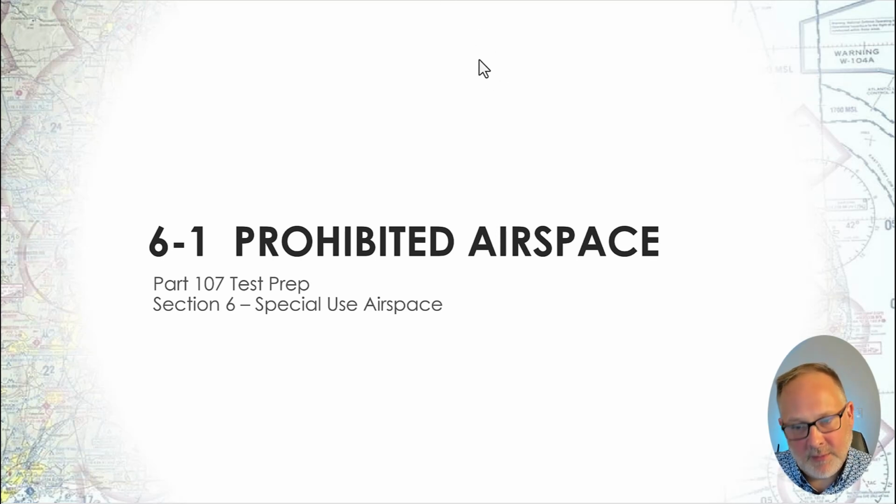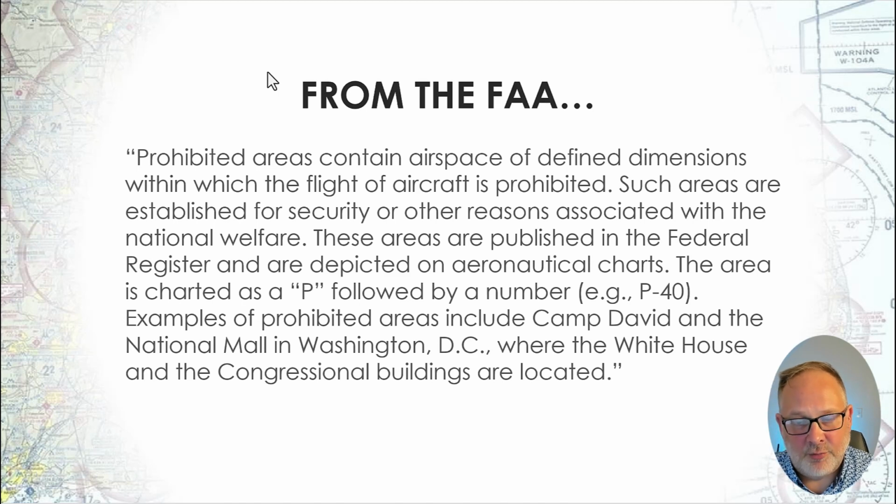So we're going to talk about prohibited airspace in 6.1 and restricted airspace, warning areas, alert areas, and military operation areas and military training routes. So we'll start with 6.1, prohibited airspace. Okay, so here is the official FAA definition of prohibited airspace. I'm just going to skip on, but it's there if you need it.